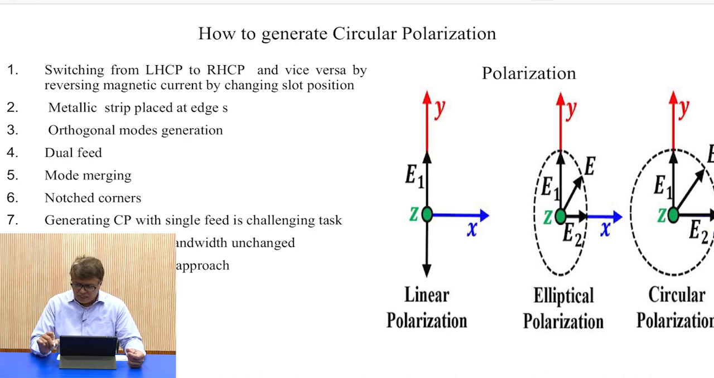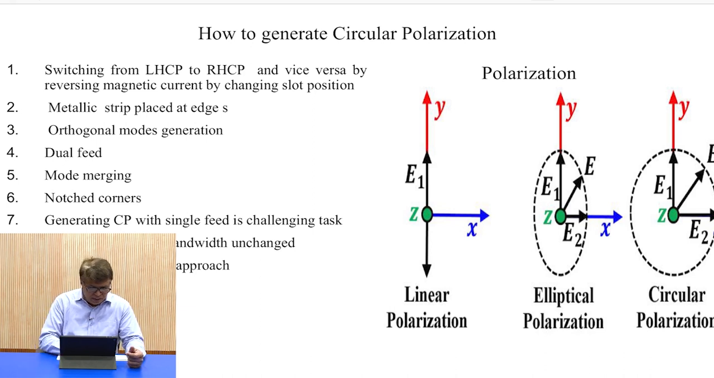If we are able to achieve clockwise rotation, we say it is right hand circular polarization, but if we are able to rotate the E field in the anti-clockwise direction, we say LHCP, or left hand circular polarization. We are going to see today how we can do this. The basic mechanism in the feed is that either we make the E1 component dominant or the E2 component dominant. The dominant component of the field will give us the rotation effect.